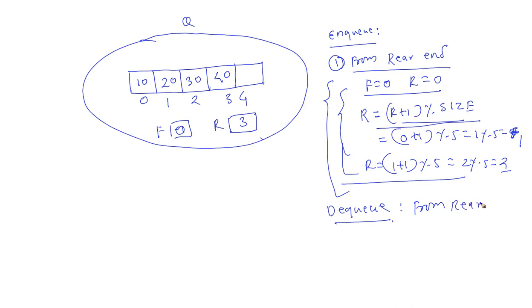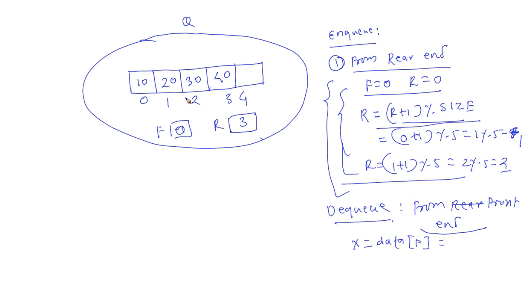Now if I perform DQ from the front end, it's like a normal DQ. We used to do that DQ operation from the front end in the linear as well as the circular queue. The same DQ I'm going to perform here on the circular queue. So what is that DQ operation? We'll check the queue is not empty, and then we'll get an element from the front location, F is 0. So I'll remove this element by saying X is equal to data of F.